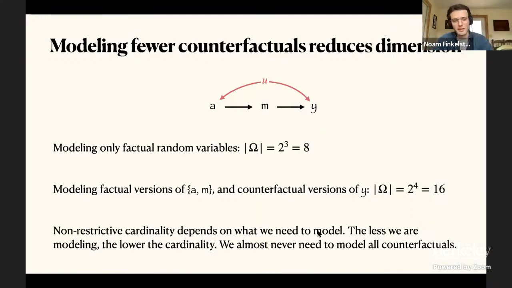So the thought here is that the non-restrictive cardinality actually depends on what we need to model in terms of the counterfactual variables. The less we model, the lower the cardinality. And I think in most applications, you don't end up needing to model all of the counterfactual random variables. And so this is maybe slightly unintuitive, which is that if you want to answer a causal inference question, you end up with a different non-restrictive cardinality than if you want to answer a causal compatibility question. And that's just because you're modeling more variables.